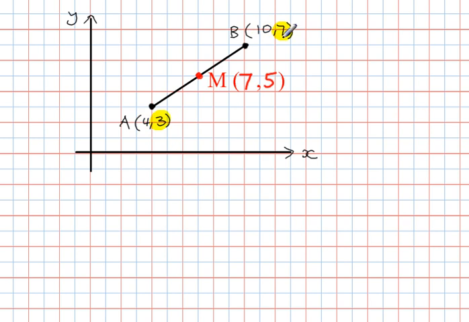And to get the midpoint y-coordinate, you do the same with the y values. So you've got 7, you've got 3, add them together, that gives you 10, divide by 2, that gives you 5.